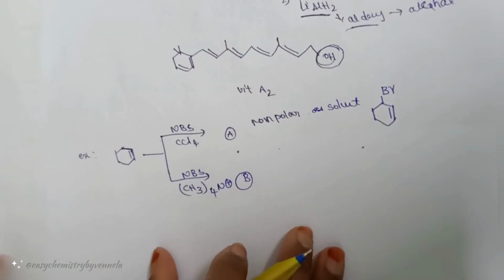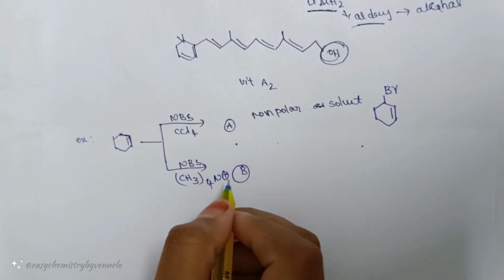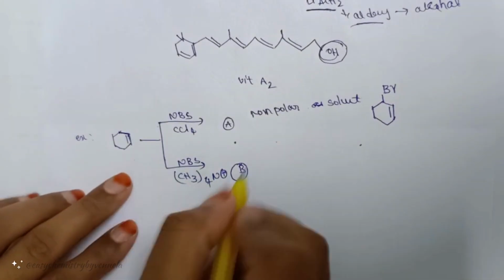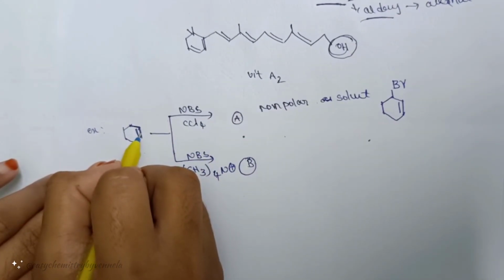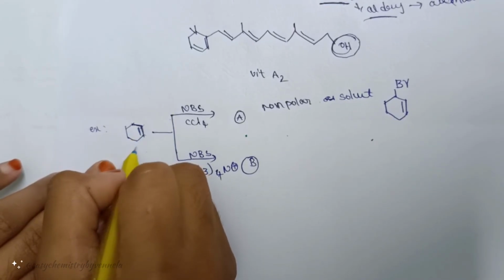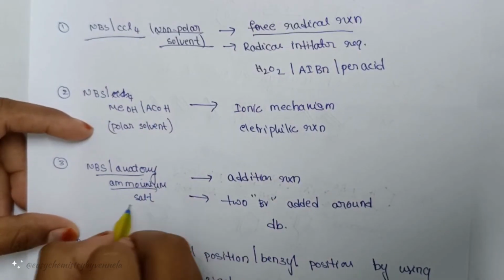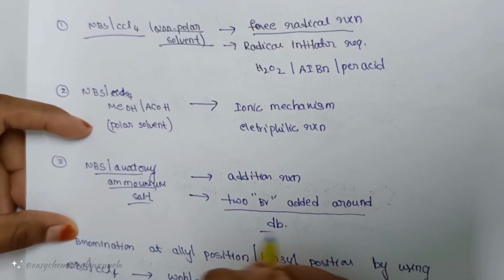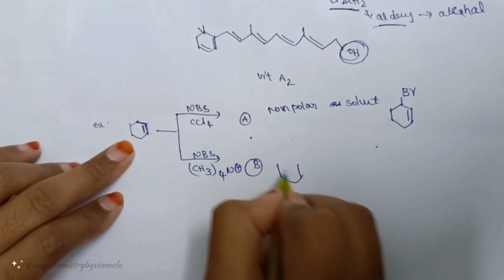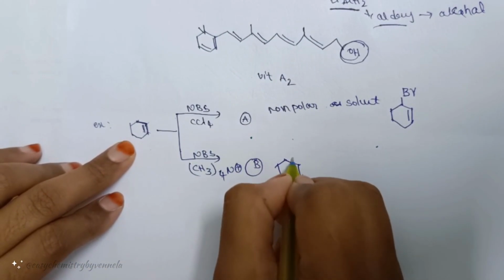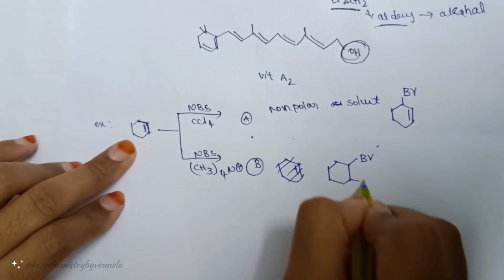So next, NBS and quaternary ammonium salt. It is a reaction where a double bond is present; by disappearing of the double bond, it can form two bromines. Before I said that two bromines are added around the double bond. So this is the double bond. By disappearing of the double bond, it can form two bromines.